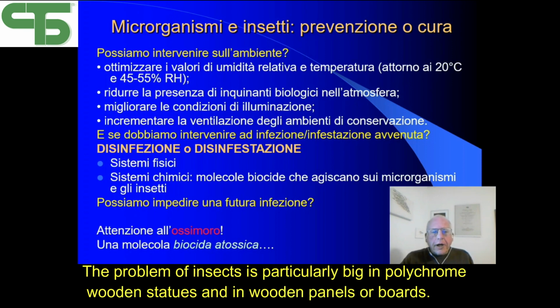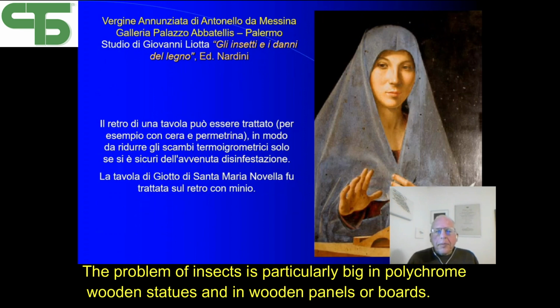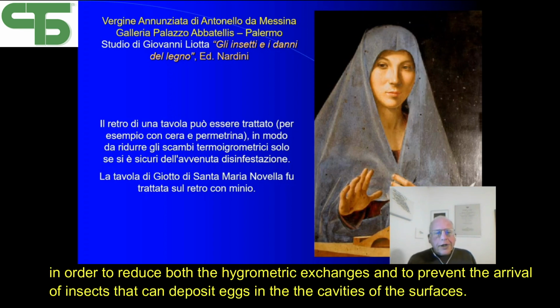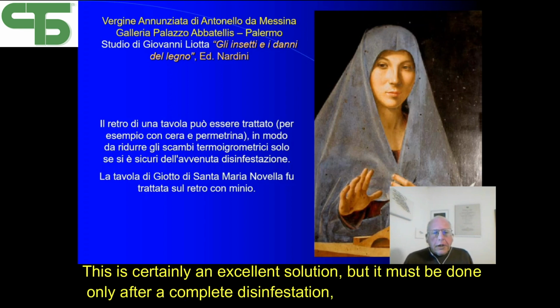The problem of insects is particularly big in polychrome wooden statues and in wooden panels or boards. We can treat certain portions of the wooden board, for example, with a mixture of wax and permethrin, which is an insecticide, in order to reduce both the hygrometric exchange and to prevent the arrival of insects that can deposit eggs in the cavities of the surfaces. And this is certainly an excellent solution, but it must be done only after a complete disinfestation.